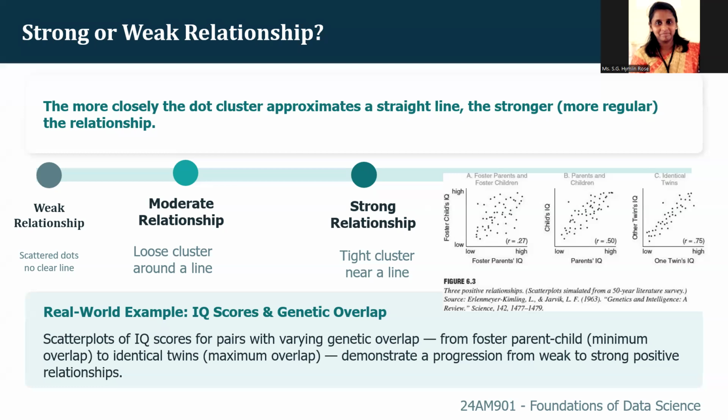A real world example we can quote, see the diagram: pair types such as foster parents and foster child, then unrelated individuals raised together, siblings, with moderate overlap. Many things will be there. We can see that in the diagram.